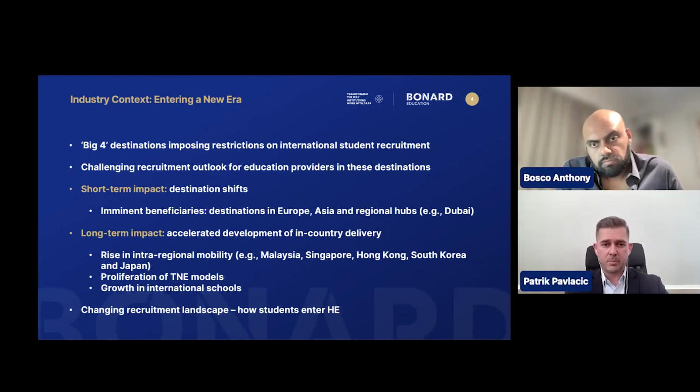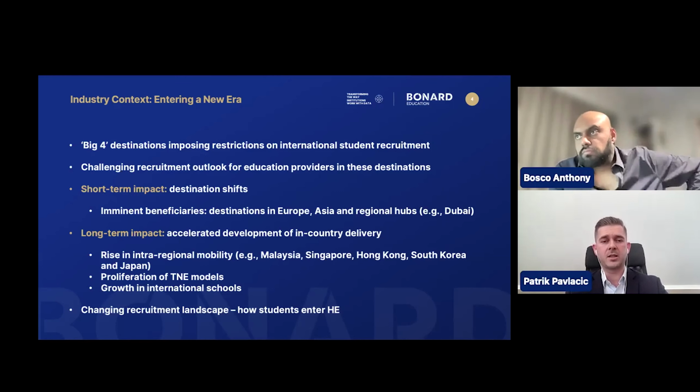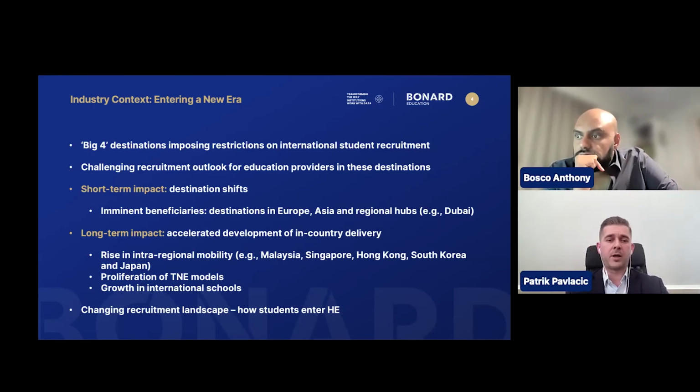One of the most important developments that we're also observing is that students are actually changing the ways they enter higher education systems abroad, which affects how institutions recruit these students. Pathway programs, again, partnerships between higher education providers and local secondary, high schools and international schools.